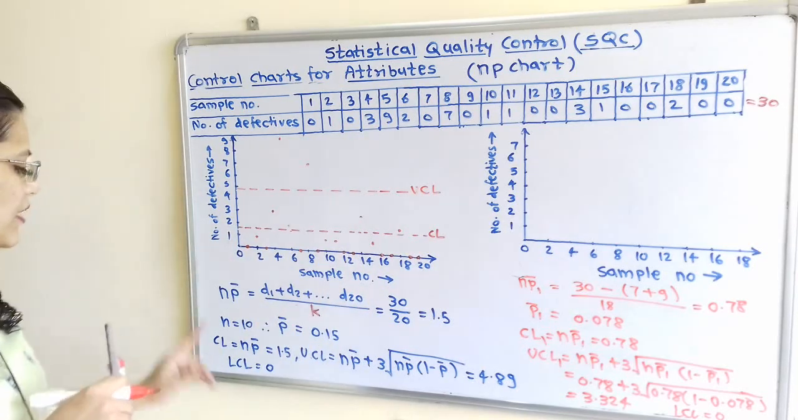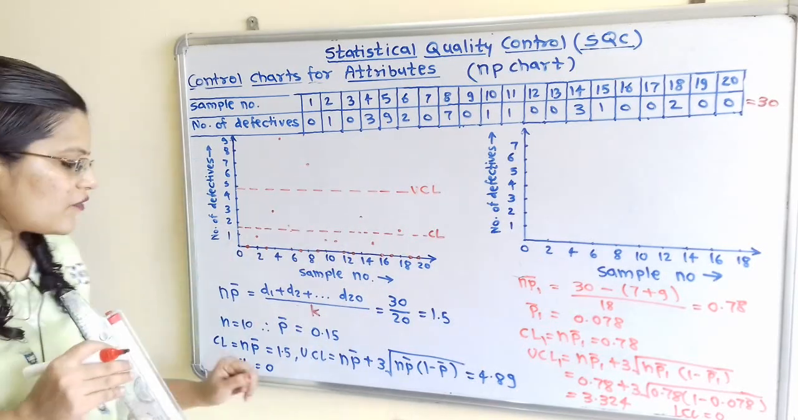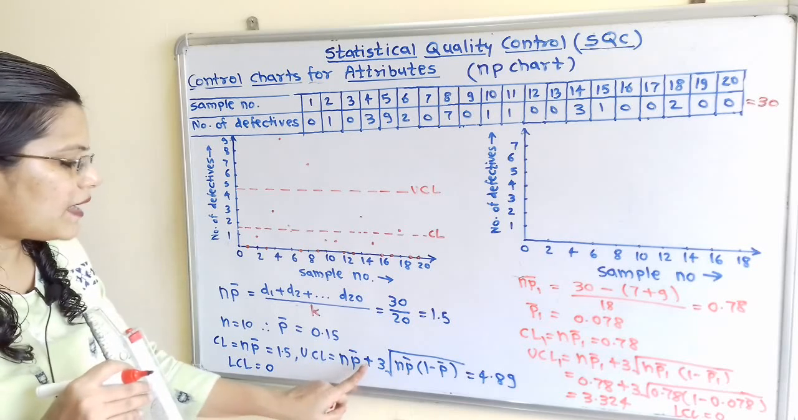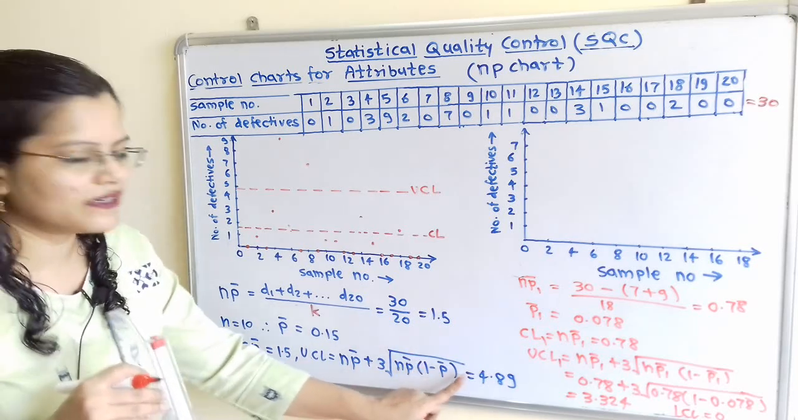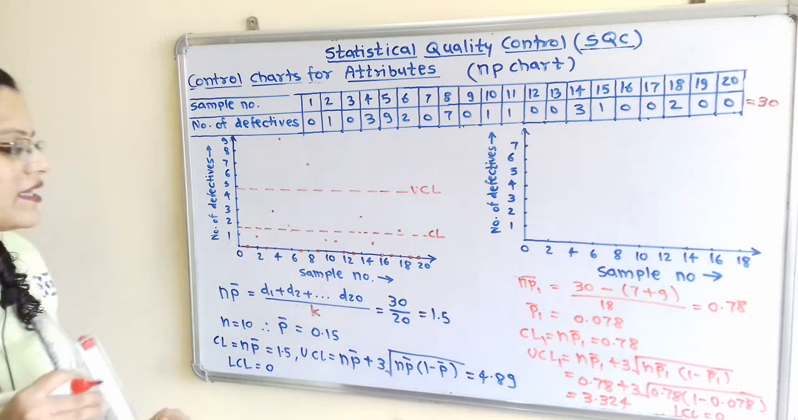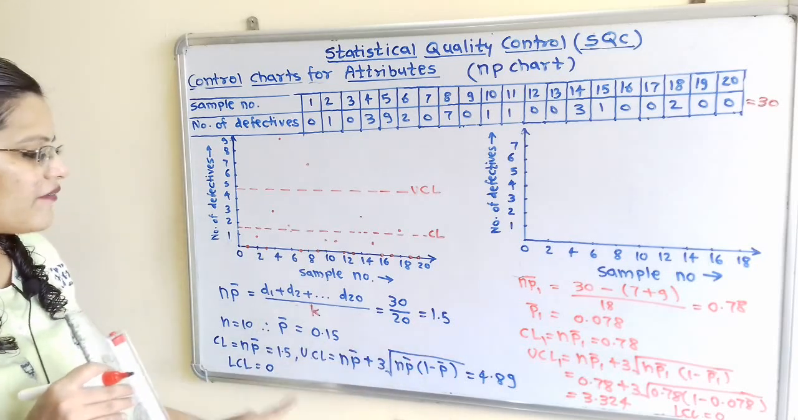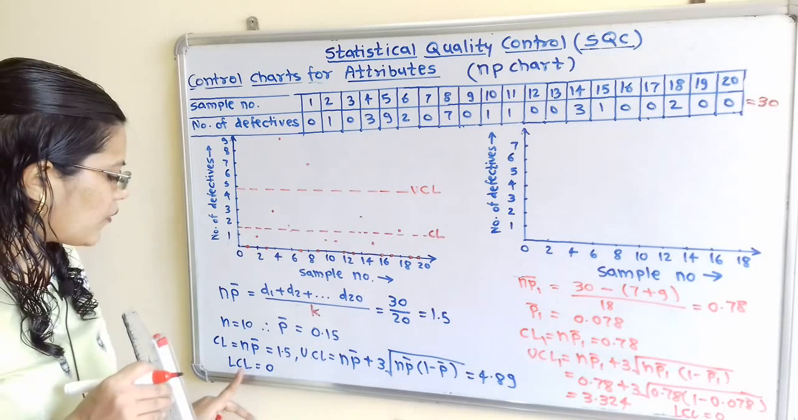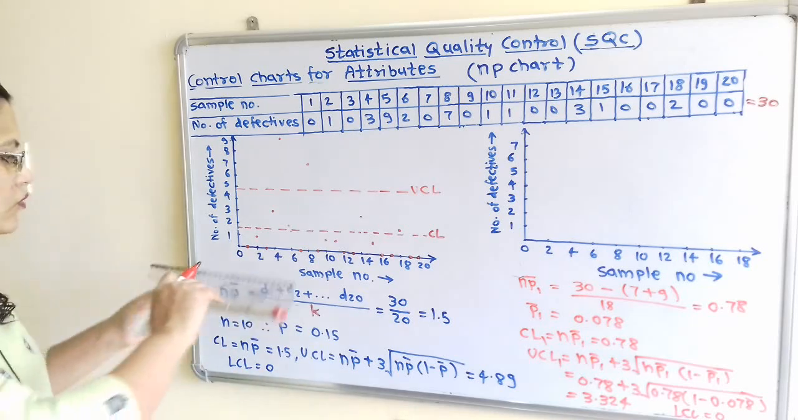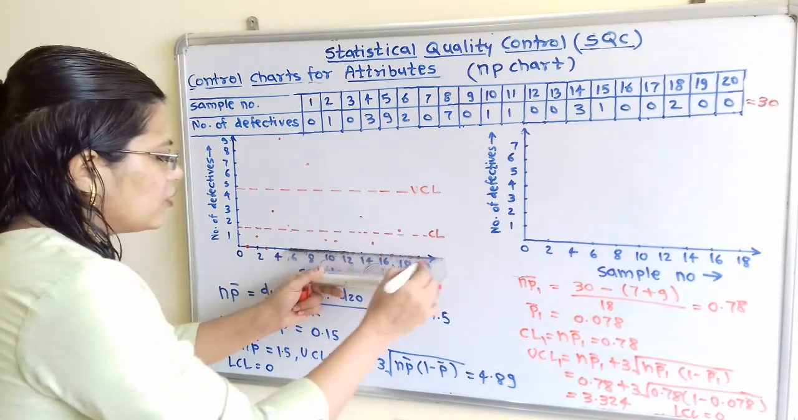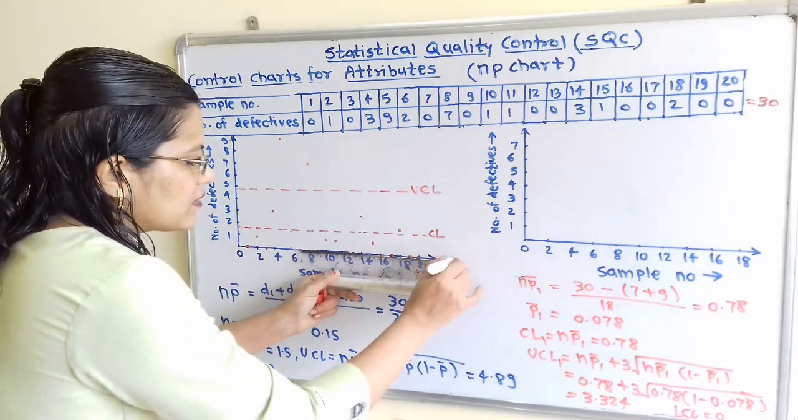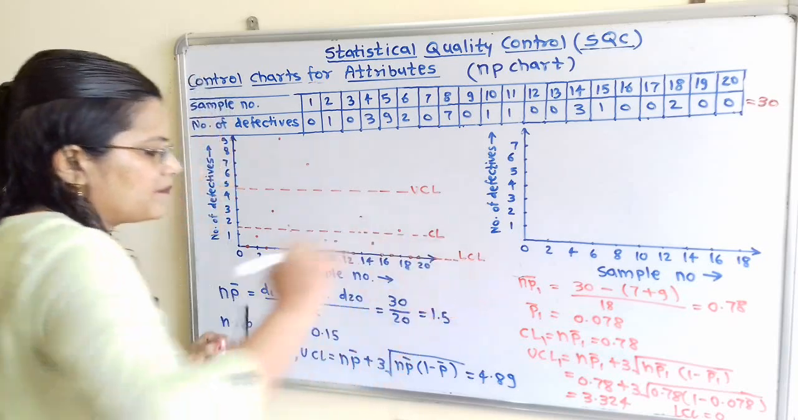Now we will calculate the lower control limit. So what is the formula? That is NP bar minus 3 under root of NP bar (1 minus P bar). So when we solve this by putting in the values, we will get the lower control limit equal to 0. So this is the value of 0, that is the starting line. So I will show here the LCL.